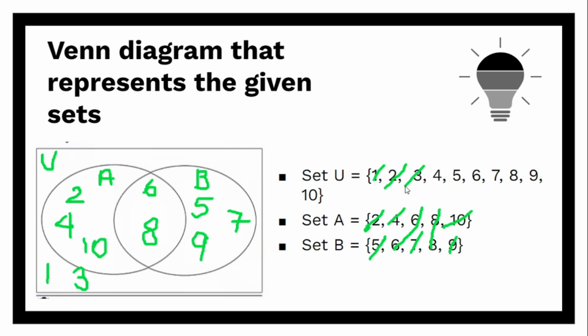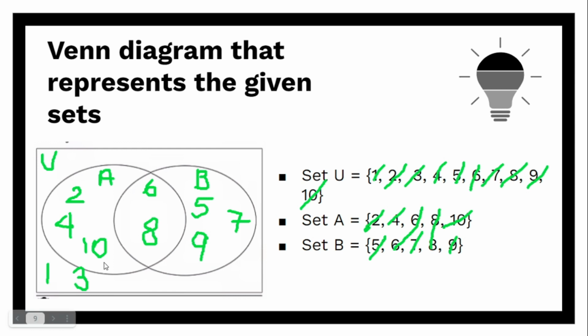And the next is 4. 4 is part of A. 5 is part of B. 6 is in both A and B. 7 is also in B. 8 is also there. 9 is there too. And 10. So, meaning to say, this is our Venn diagram. That is how it will look.